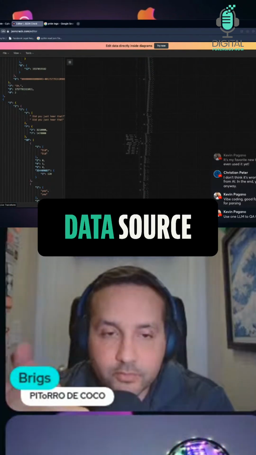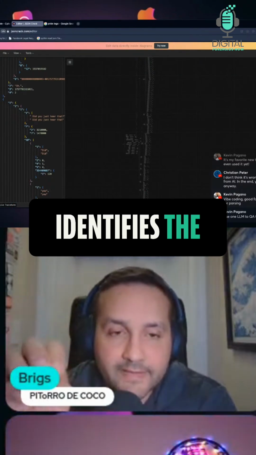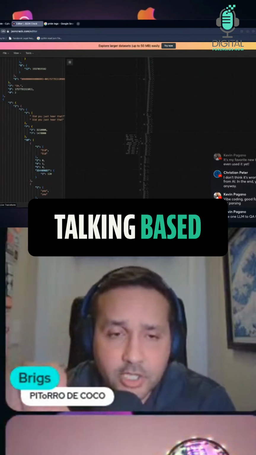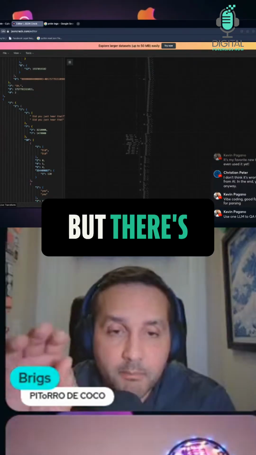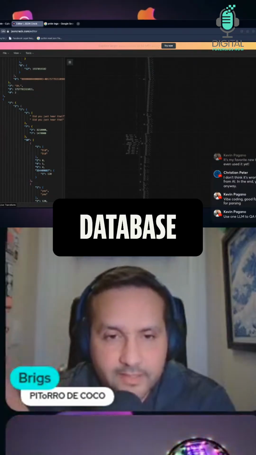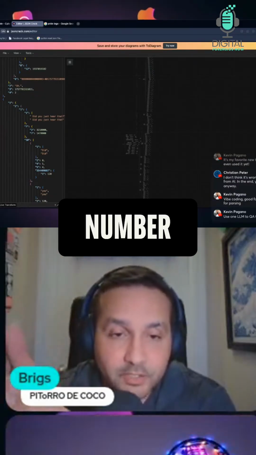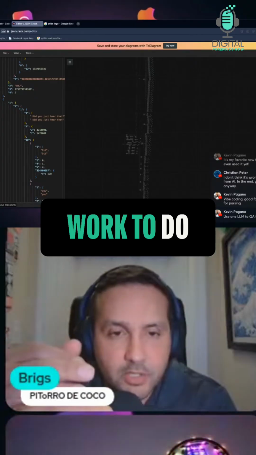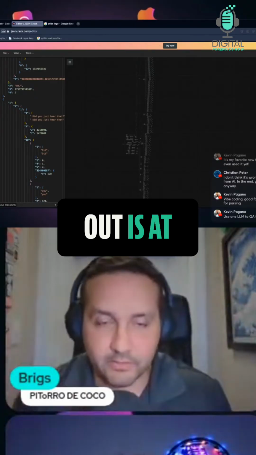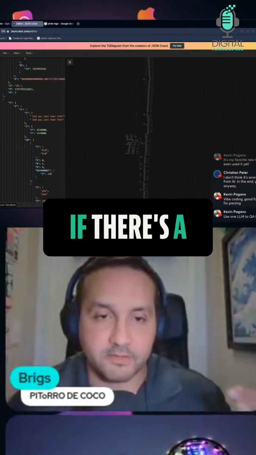Let's look at the data source. The data source identifies the people that are talking based on a number. But there's another data source, I think it's a SQLite database, that does have the correlation between the number and the user. So there's still some work to do.